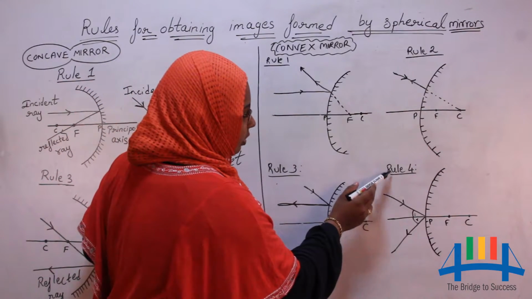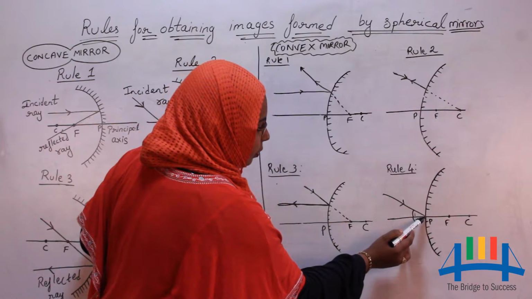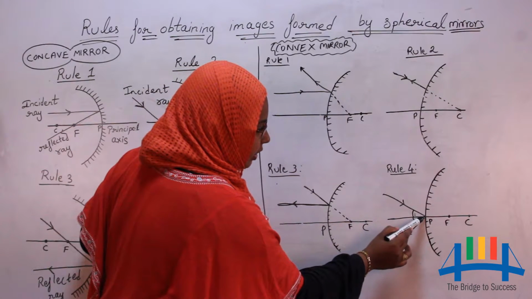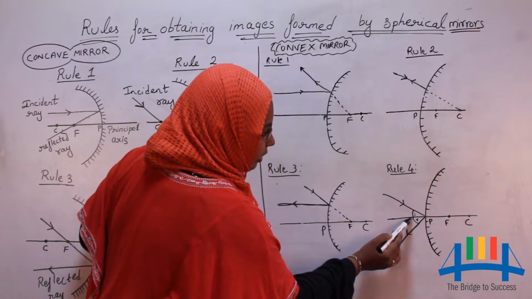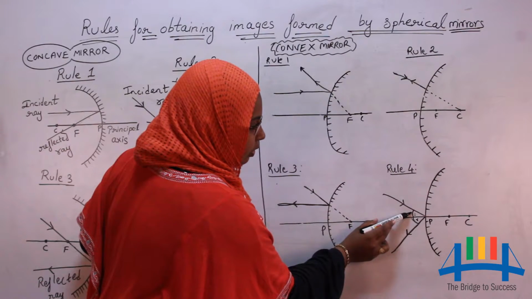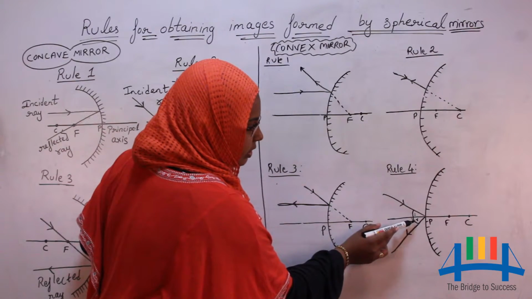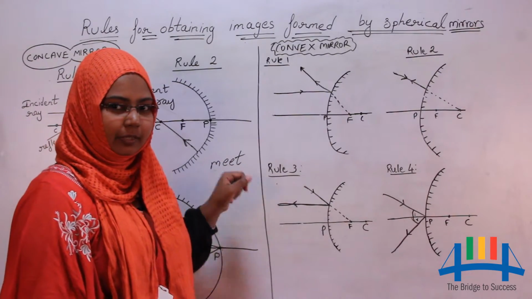Rule 4, when the incident ray is incident at the pole, after reflection, the reflected ray makes an angle with the principal axis which is equal to the angle of incidence. So i is equal to r. So by this we end our topic.